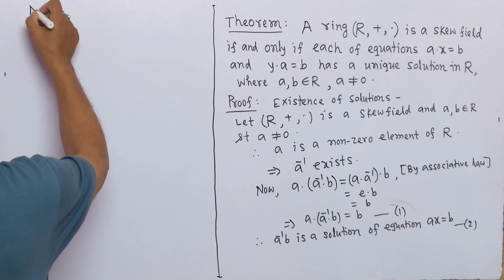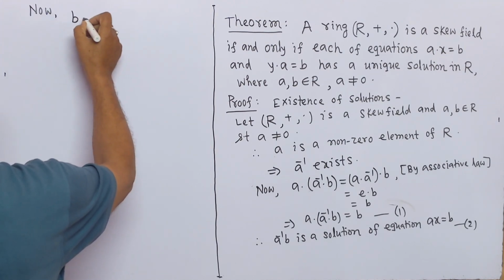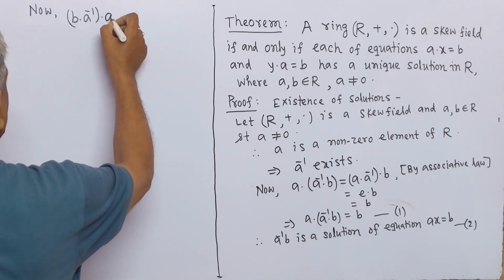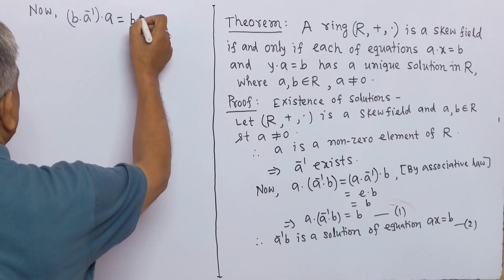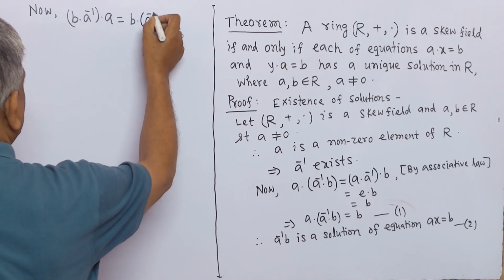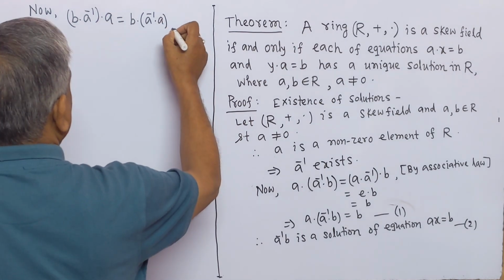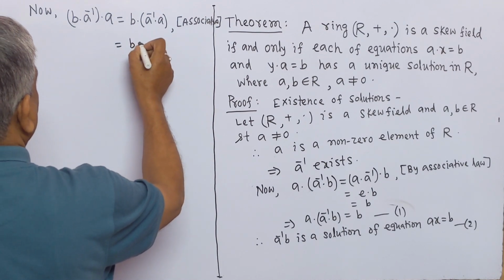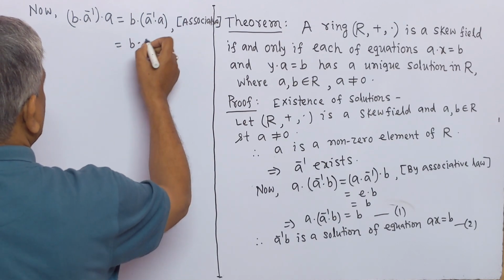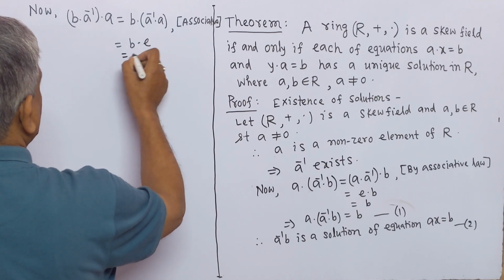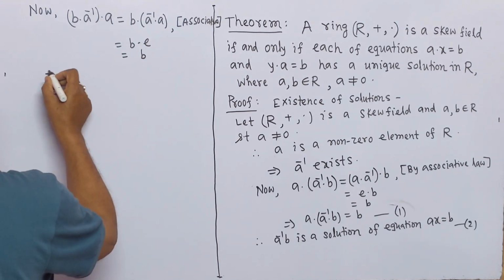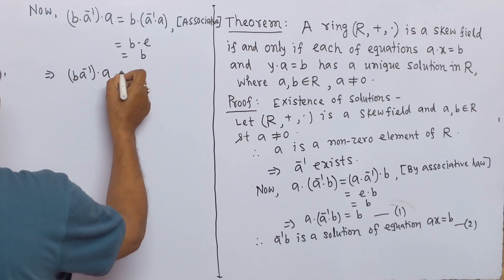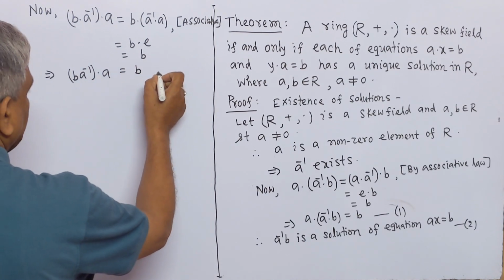Now, B A inverse multiply A equal to B multiply A inverse A, associative law. This equal to B multiply A inverse A is identity element, and this is B. This implies that B A inverse multiply A equal to B. This is number 3.